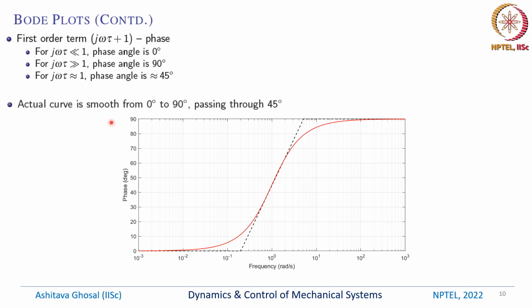So the actual curve is smooth from 0 to 90 degrees, and it will pass through 45 degrees. Somewhere here, it is 45 degrees. At the break point, it is at 45 degrees. Well below this frequency, it is 0, and well above, it is 90 degrees.